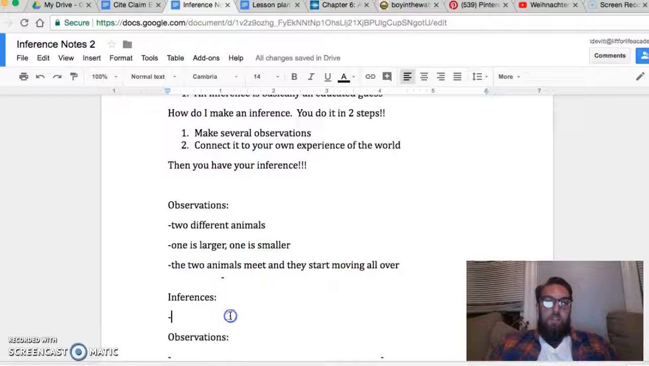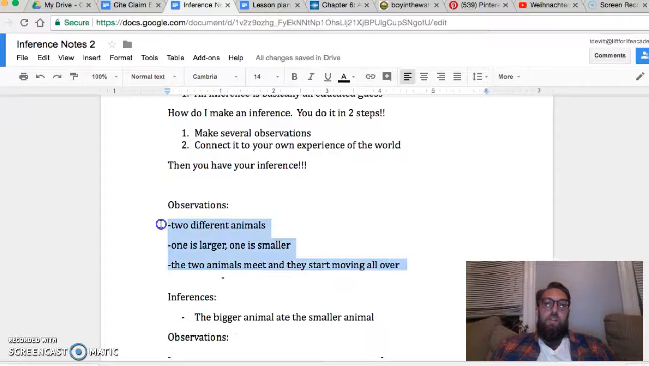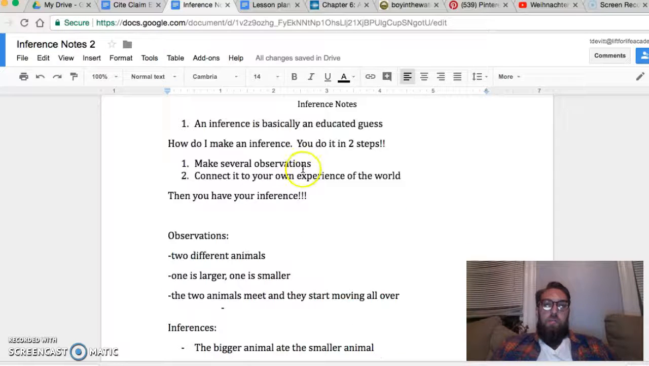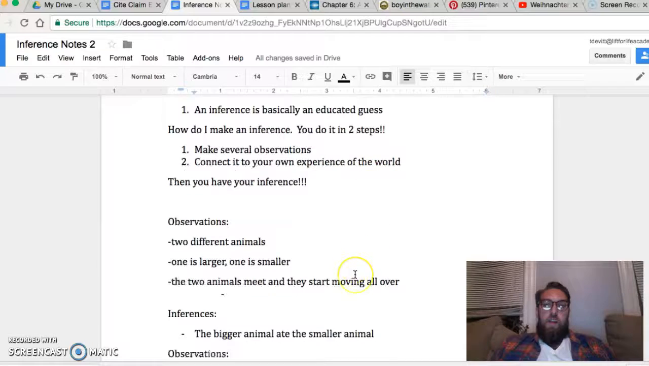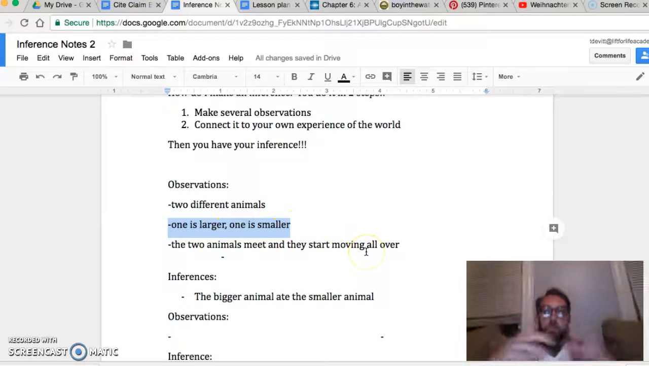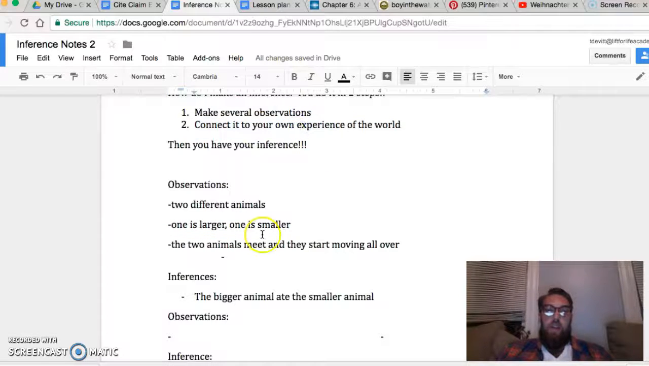Come on, inference. The bigger animal ate the smaller animal. And I have all of this as my evidence. So when I think of it, my observations, I told you. How do I connect it to the real world? Well, when there's one bigger animal and one that's smaller and they meet each other and they start moving all over, usually from my own experience, it means that they're fighting and the smaller one usually loses. So that's what I mean by connecting it to your own experience. You observe and then you connect.